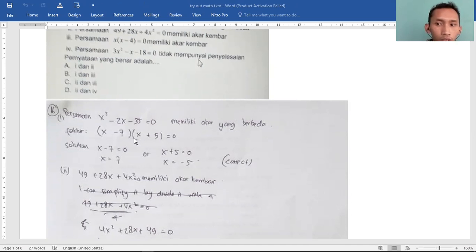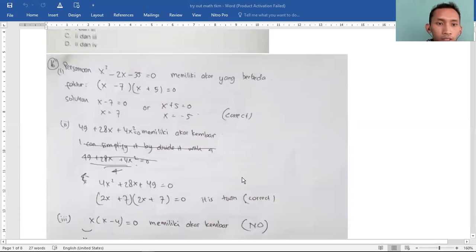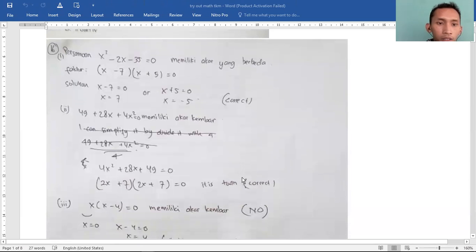We split the factors, right? It becomes x minus 7 equal to 0 and x plus 5 equal to 0. So from x minus 7 equal to 0, x is 7, and here x is minus 5. So it has two solutions that are different, memiliki akar yang berbeda. So this is correct. And then we move to the second statement.